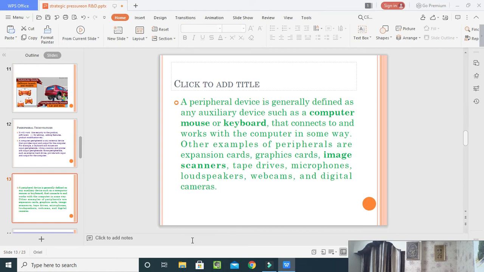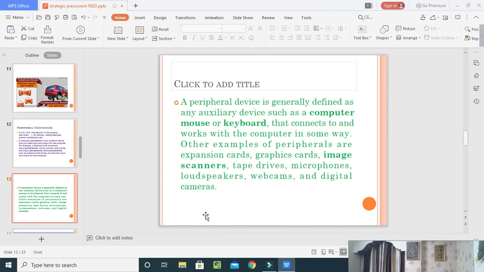So here, what I want to say is that in the strategies of R&D in technology, we have technologies of different kinds. One is the core technology, another is the complementary technology, and the third one is the peripheral technology. All these are interrelated to each other.